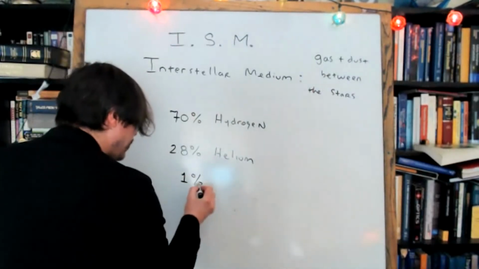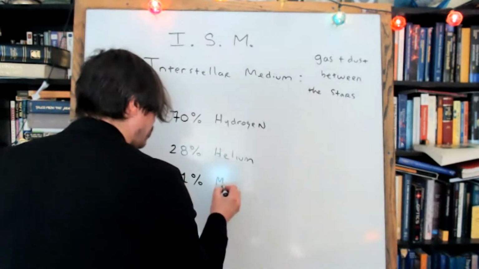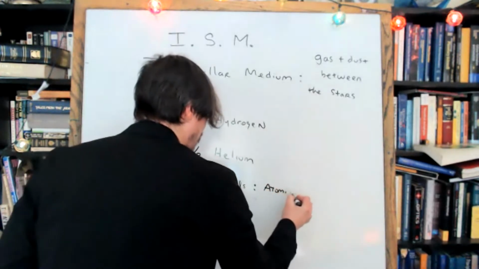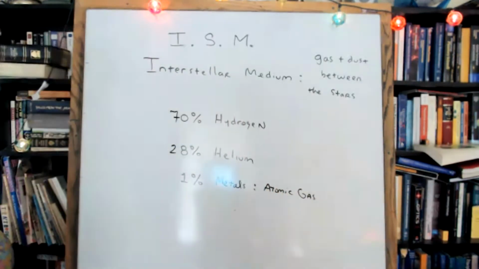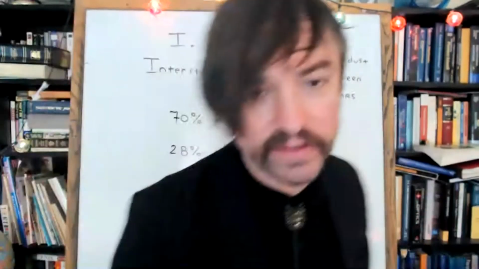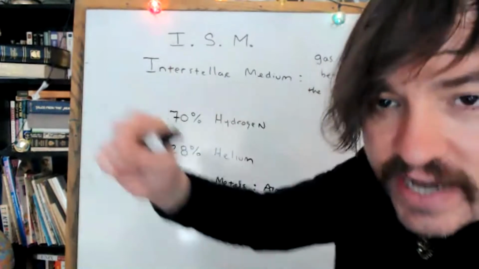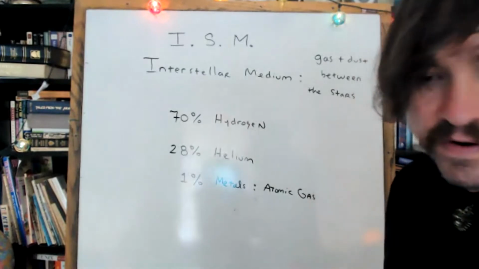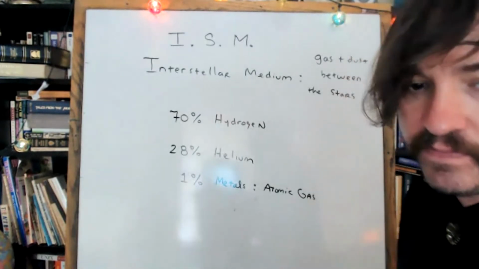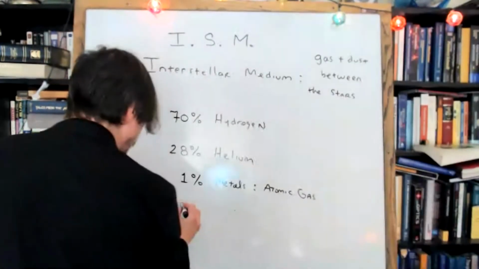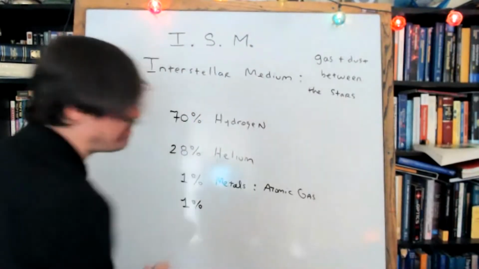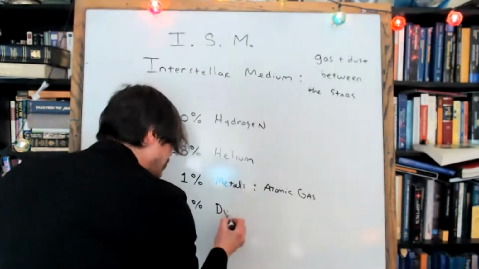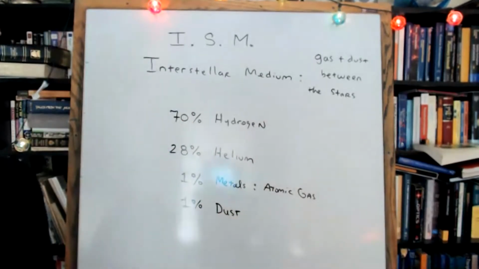1% of the interstellar medium is in the form of metals, but these metals are in the form of atomic gas. So what that means is you have a carbon atom floating around in space. You have a nitrogen atom floating around in space. Maybe you even have the occasional water molecule or an iron atom floating around in space. The other 1% is also metals, but these metals are in the form of solid gunk, and we refer to this solid gunk as dust. Sometimes we call it cosmic nanodust.